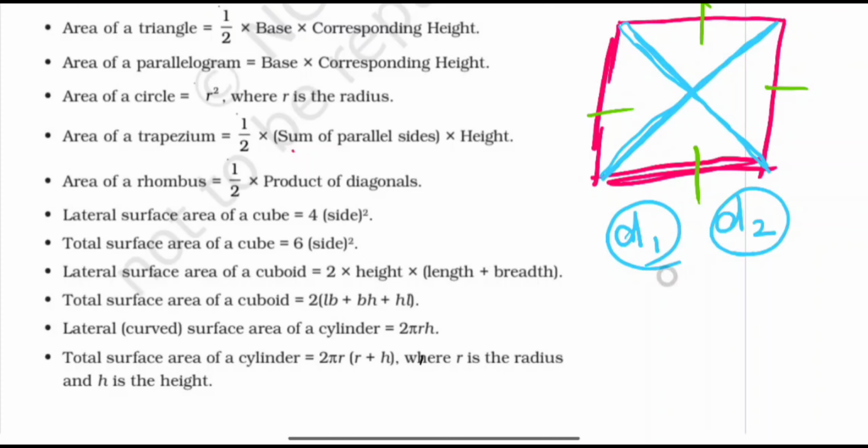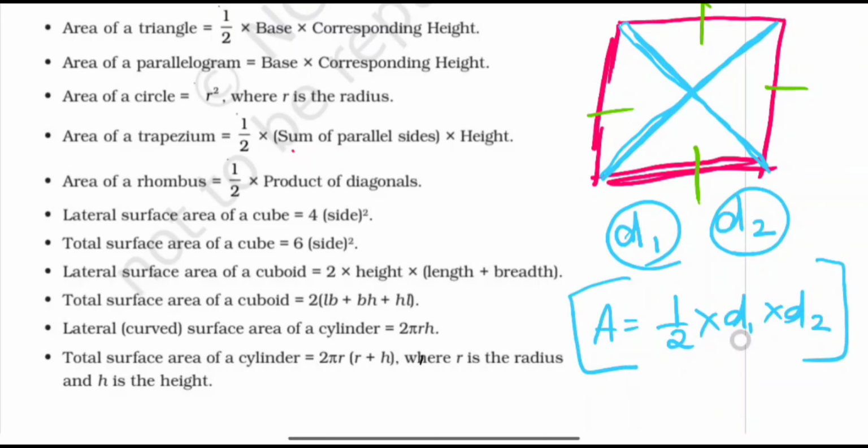And if the lengths of both the diagonals are given to you, then what should be the area? Area would be half into D1 into D2. Clear? What are D1 and D2? D1 and D2 are both the diagonals of the rhombus. Is that clear? Done. Okay.